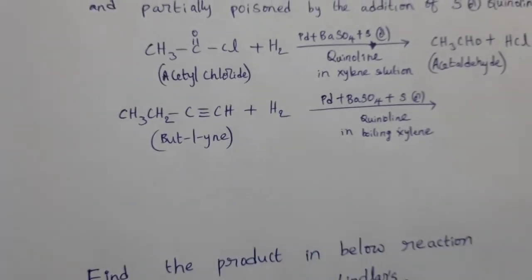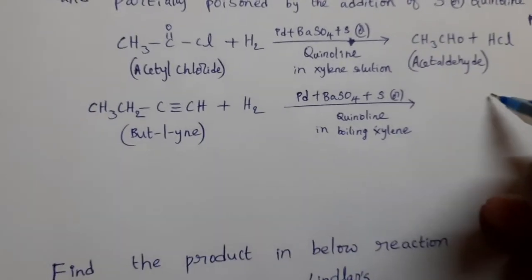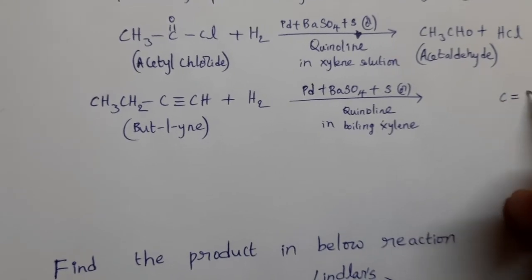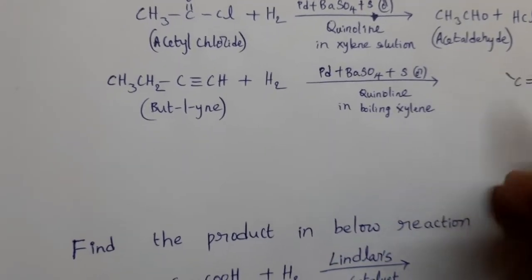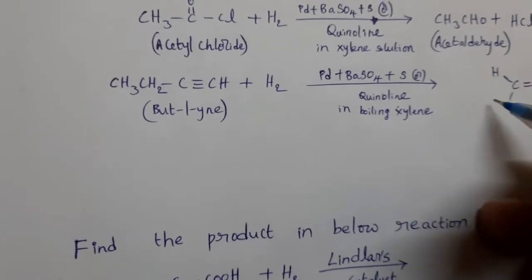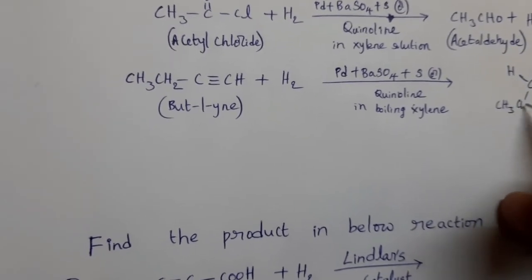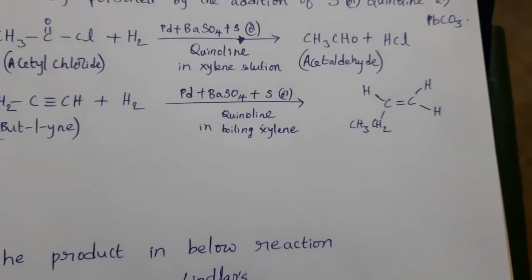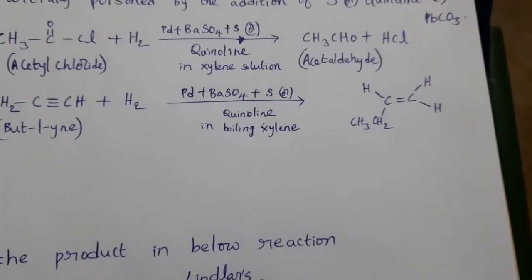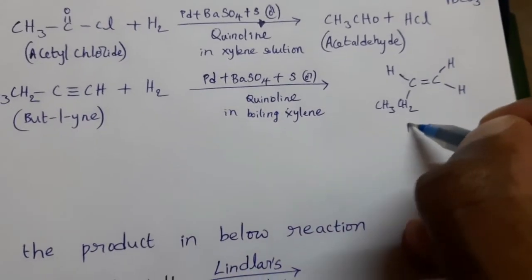Then we can get cis alkene. See here, C double bond C, hydrogen here, CH3 CH2. So this is cis alkene. What is the name of this one? But-1-ene.